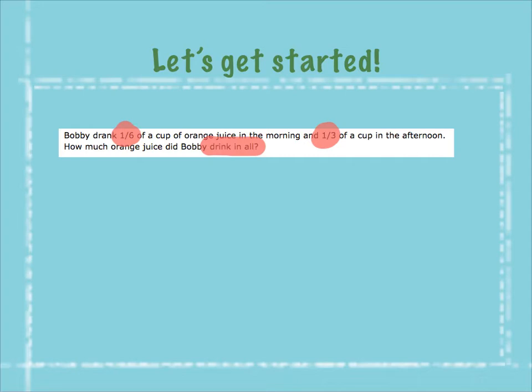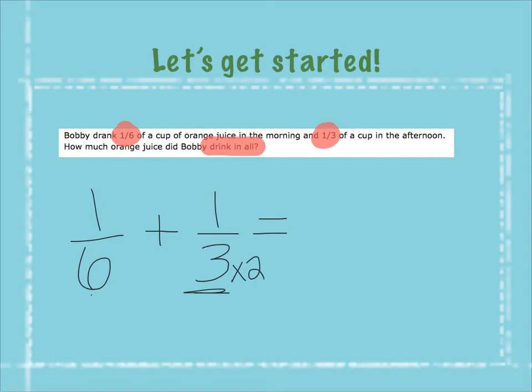So I know when I see that word in all, it's asking me to add. So I have 1/6 cup of orange juice and 1/3 cup of orange juice. So I'm going to add those together. So I know that when I'm adding fractions together, the most important thing that I have to do is first look to see if the smaller number is a multiple of the larger number. Can I fit 3 into 6? Well, I can. I can multiply 3 by 2 to give me 6.